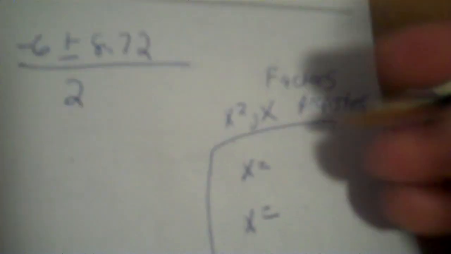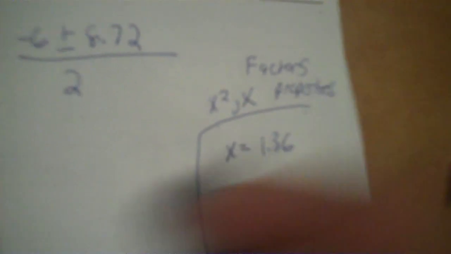Okay. So now we're going to find the square root of 76, and that gives me 8.72. So positive or negative 8.72. Now you find your two solutions. So negative 6 plus 8.72 equals, then divide by 2. 1.36 is my first solution. Negative 6 minus 8.72, click equals, then divide by 2. Negative 7.36 is my second solution.